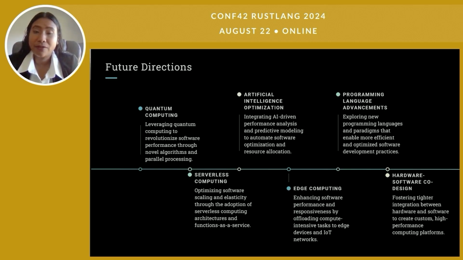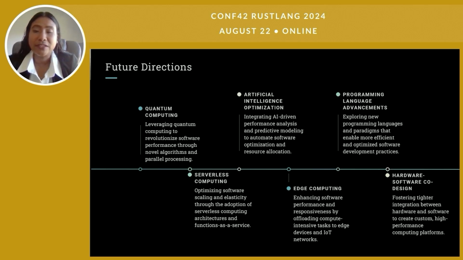Serverless computing: till now we were focusing on server computing. Serverless computing will come, optimizing software scaling and elasticity through different architectures, and it will function as a service. Artificial intelligence and generative AI have already taken the industry market. It will be one of the best options for optimizing software performance and scaling in coming days. Researchers are still working on integrating AI-driven performance analysis and predictive modeling. Predictive modeling is the highlight to automate software optimization, which will also help resource utilization.